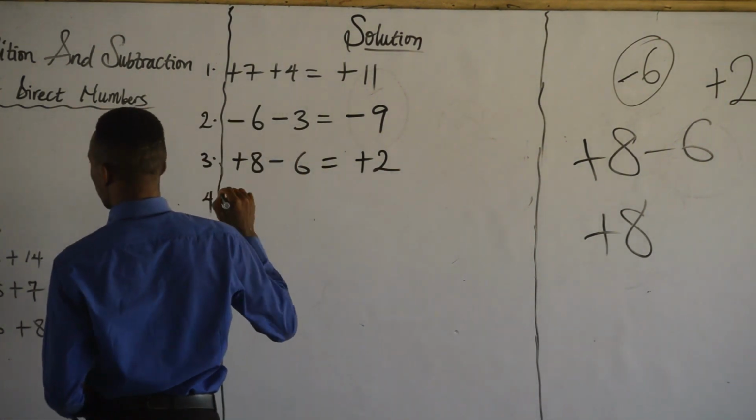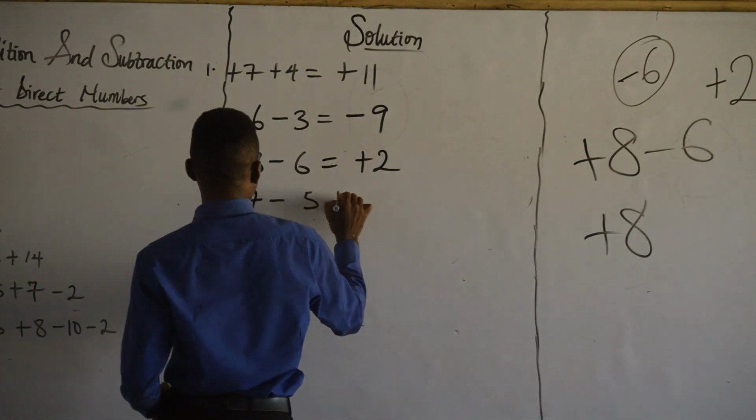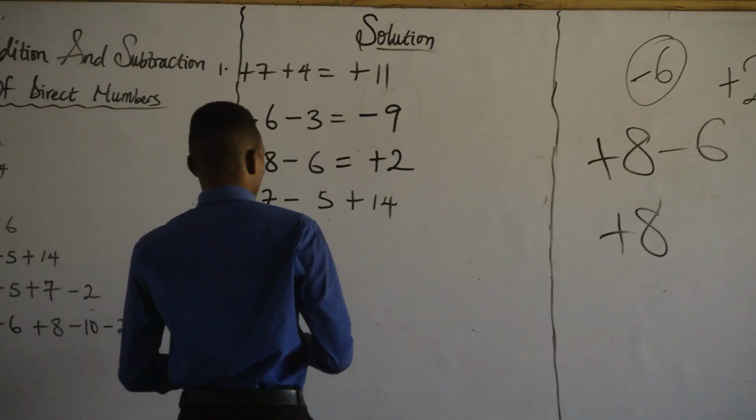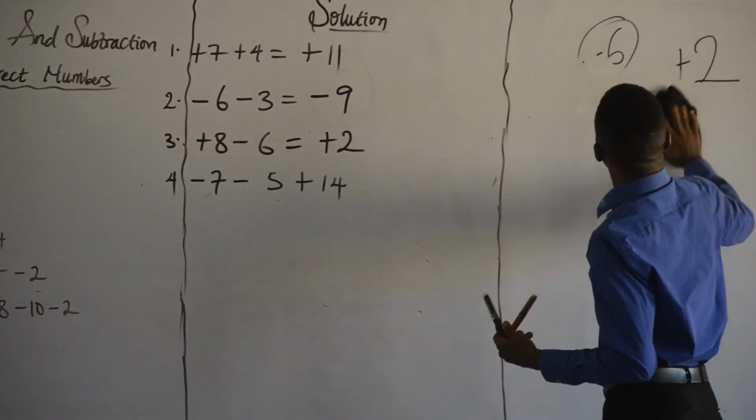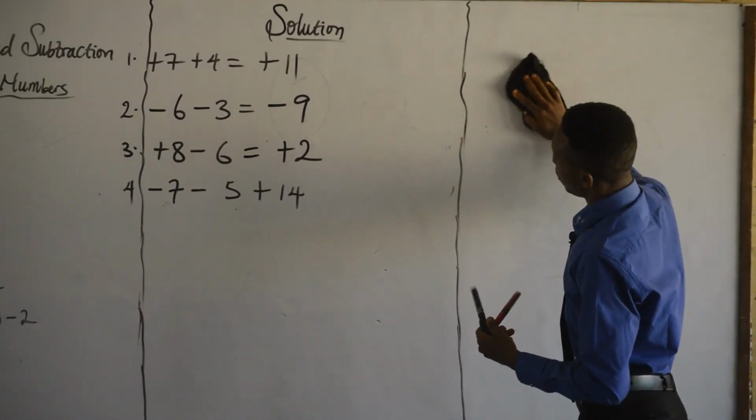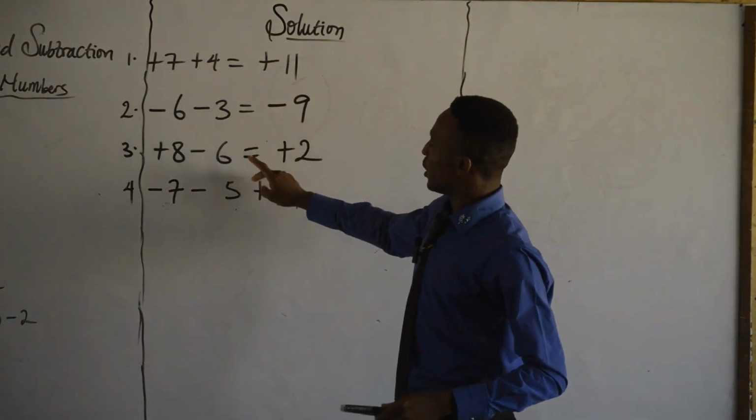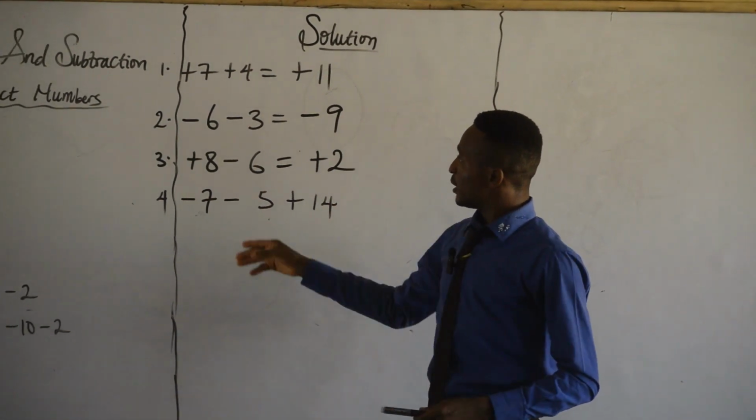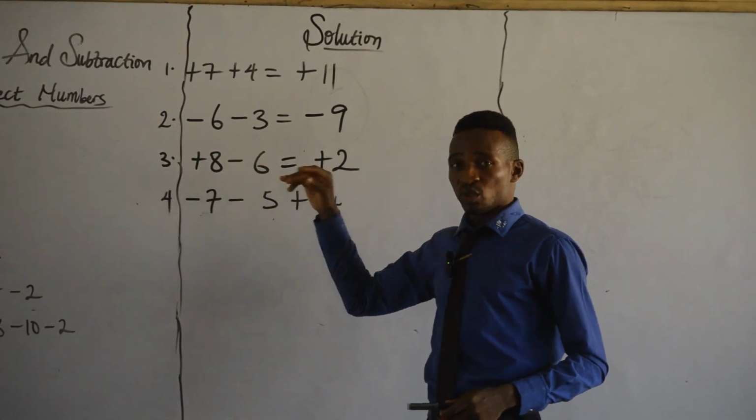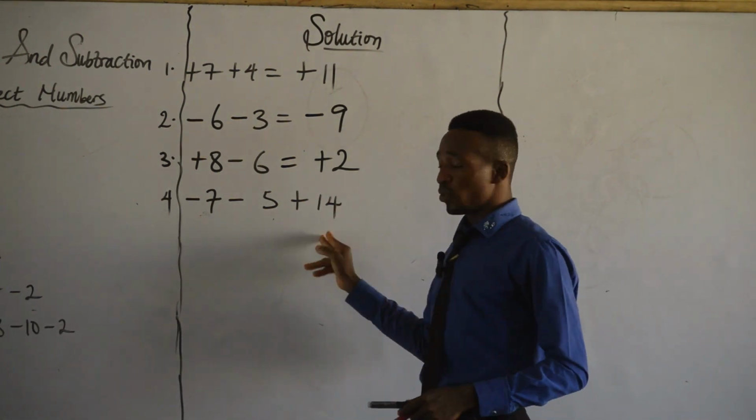So we go to number 4, -7 -5 plus 14. I'm rubbing up my rough sheet again. This time around, if you look at the question comparing number 1, 2, and 3, number 4 is a bit different. Different in the sense that the first 3 questions here, we are considering just only 2 numbers. Now, we are having 3 different numbers.